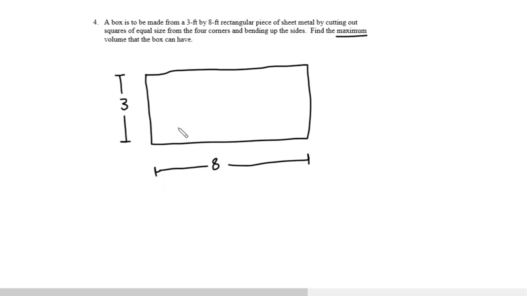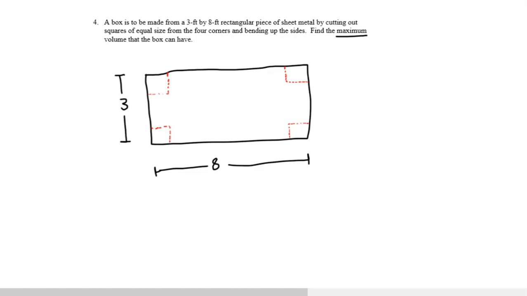It says that the corners are getting cut out and then the sides bent up. So I'm going to show what is going on by putting dotted lines to signify that these corners are getting cut out. So there's one, there's two, and then again, and these are supposed to be squares. They look more like rectangles, but it's okay. You get the point.